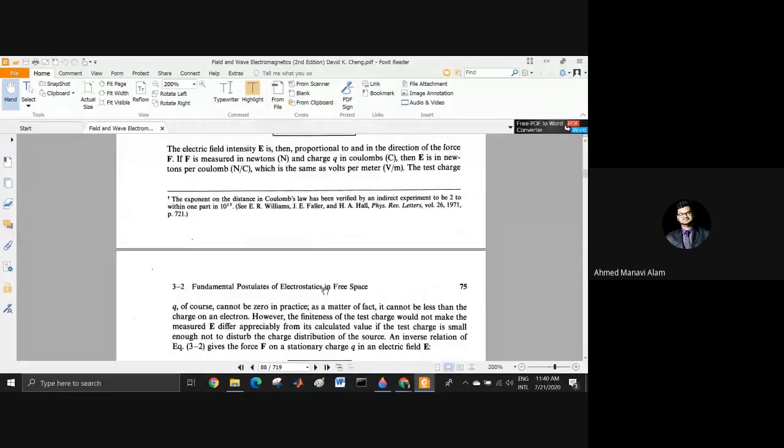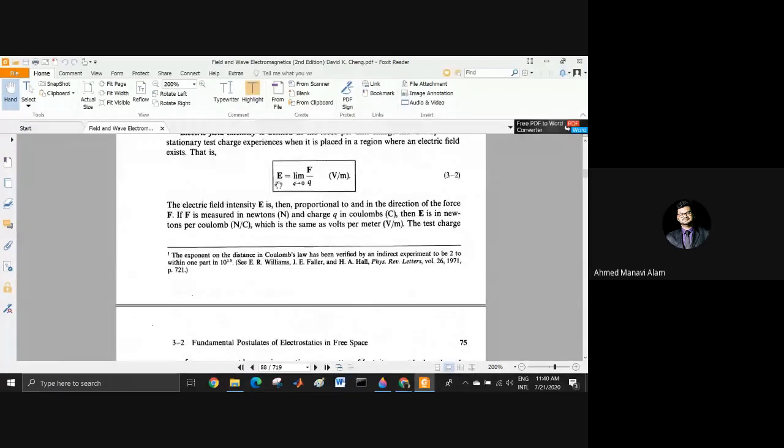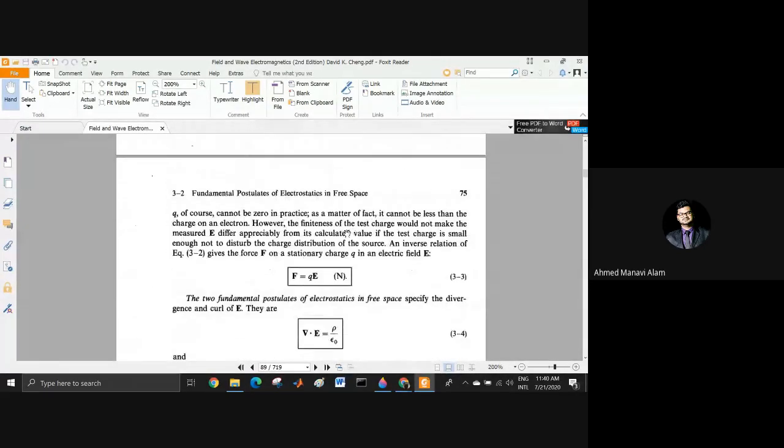Next, if you want to find the force, F equals what? Q into E. This is the relation of electric field, stationary charge, and the force. An inverse relation of equation 3.2 is the force on a stationary charge Q in an electric field.